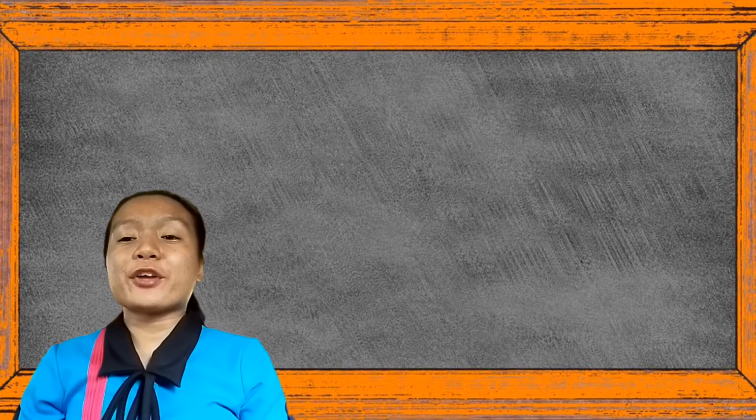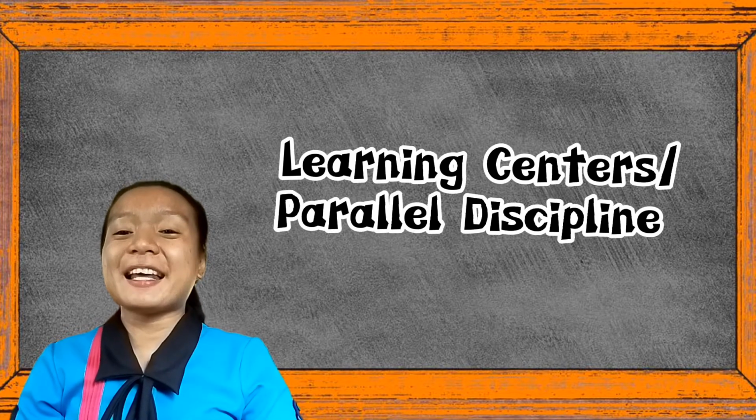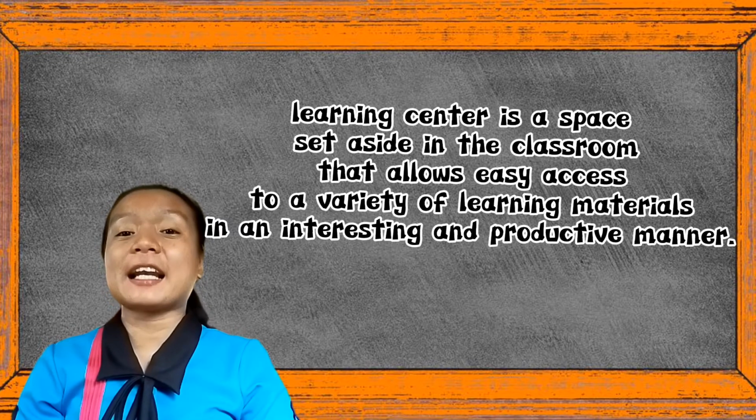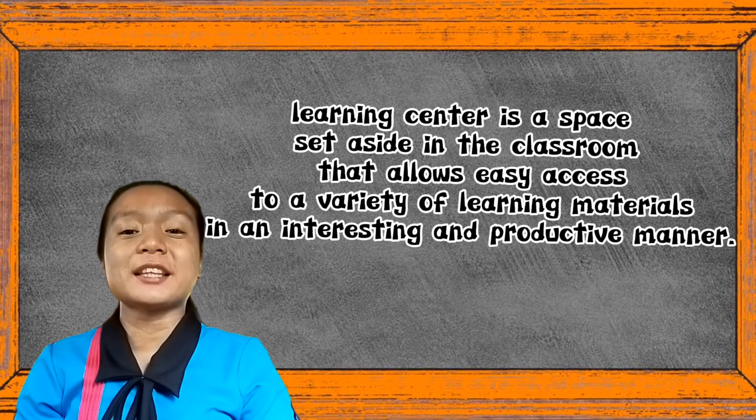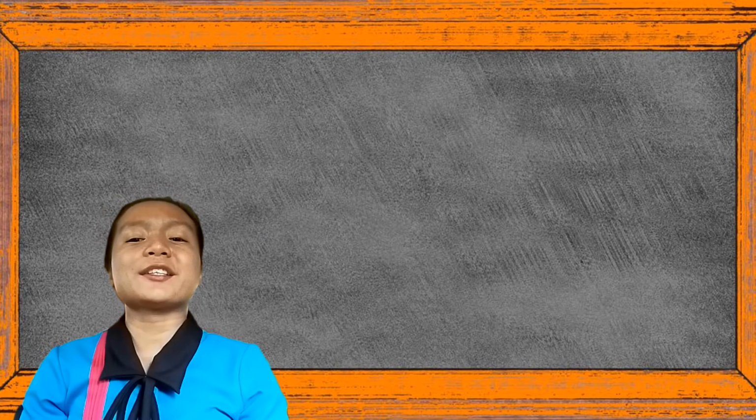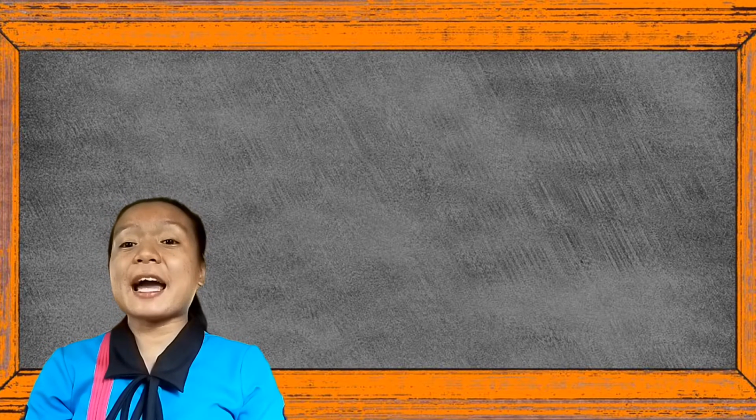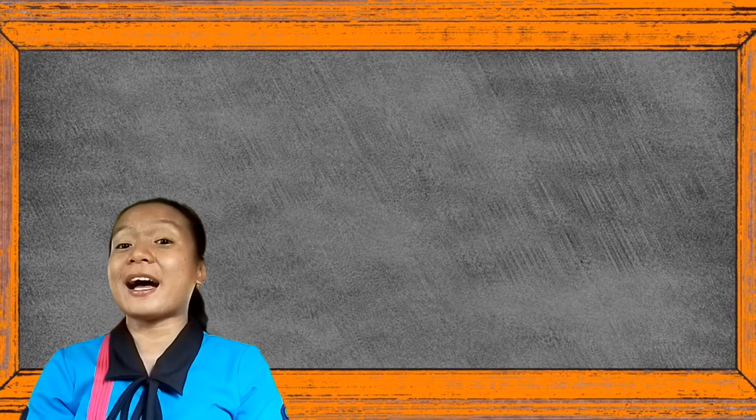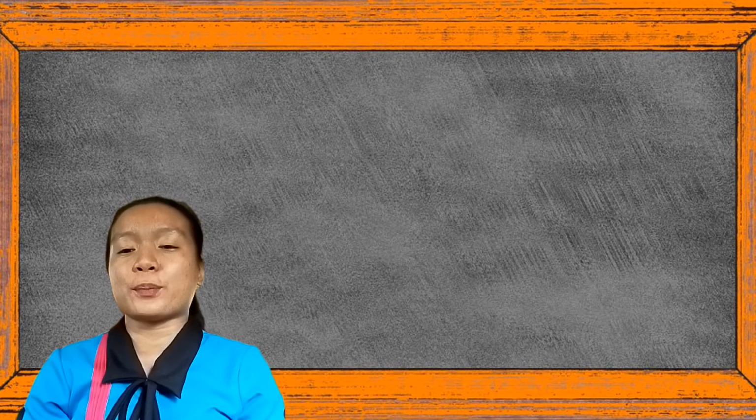The third method of curriculum integration is the learning centers or parallel discipline. A learning center is a space set aside in the classroom that allows easy access to a variety of learning materials in an interesting and productive manner. Learning centers are usually designed to offer a variety of materials, designs, and media through which students can work by themselves or with others to operationalize the information learned in the classroom.